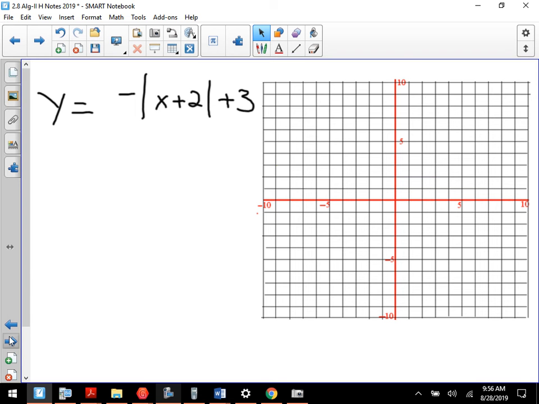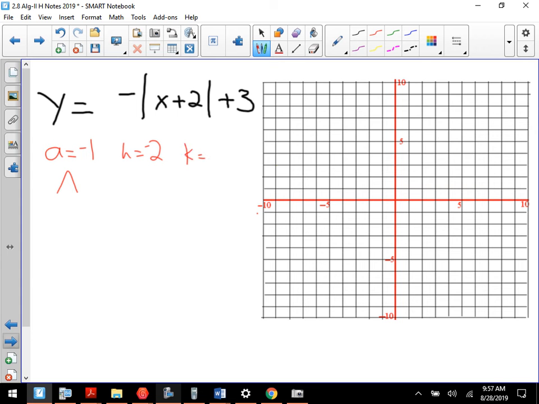What's your A, H, and K? A is -1, good. So what direction is this going to go? It's a V going down. And then we've got H is -2, good, and K is 3. So vertex, -2 and 3. Okay. What's that? Yeah, it's continuous.